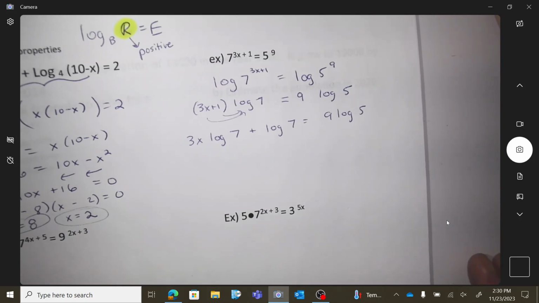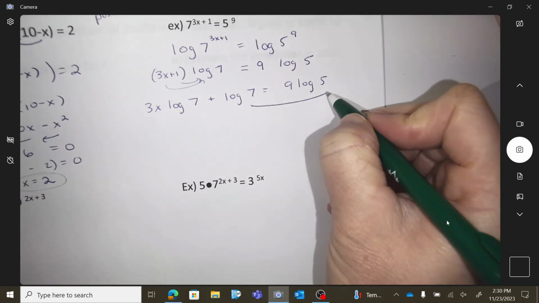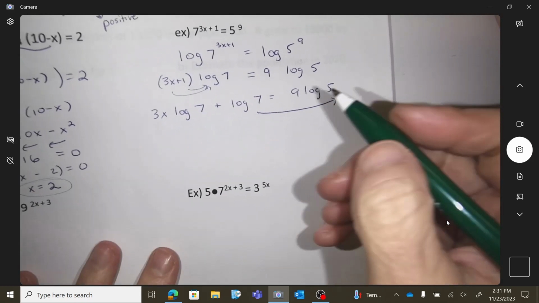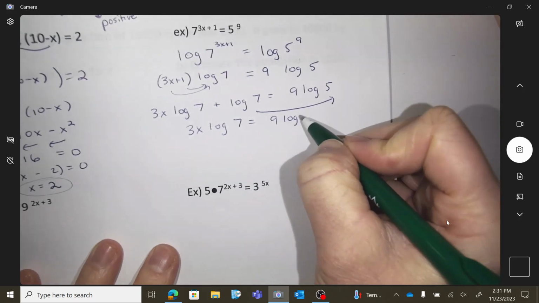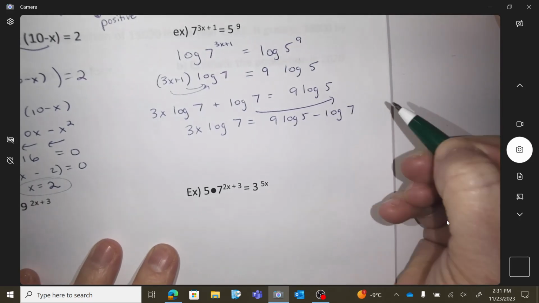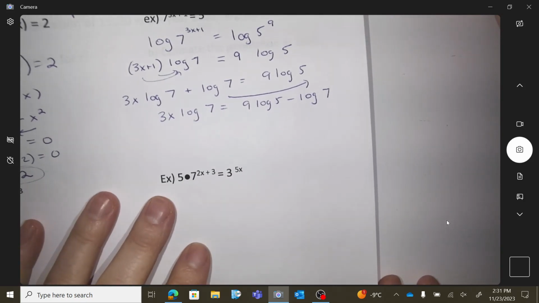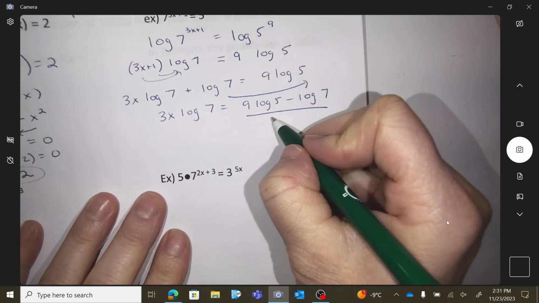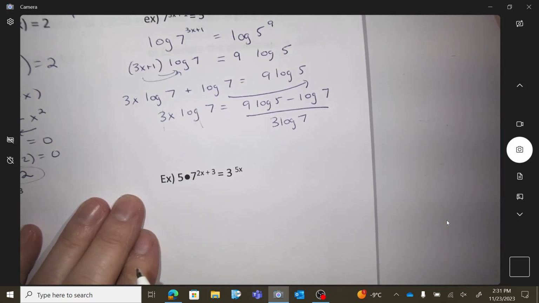This is going to move to that side because it doesn't have an x in it. I'm trying to get x stuff alone, right? And the last maneuver, I'm trying to get x all alone, so I'm going to have to divide by 3 log 7. Divide by that 3 and that log 7.